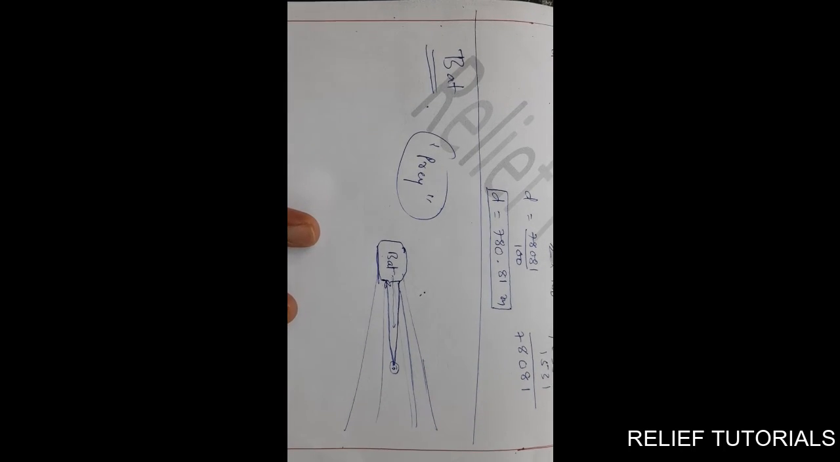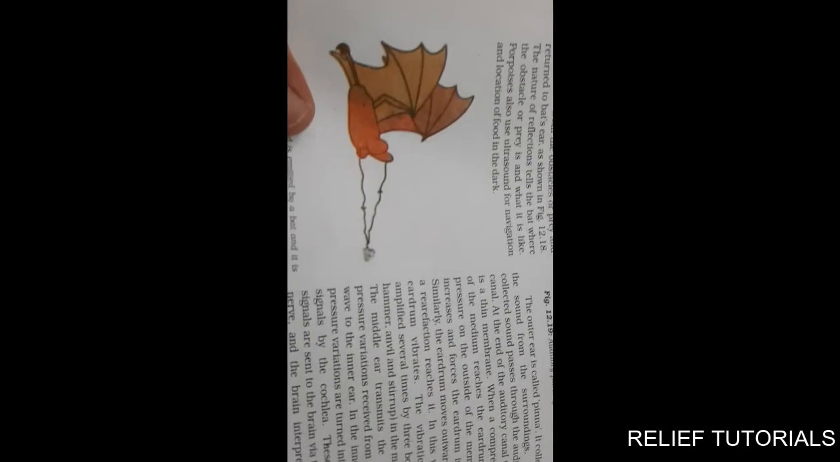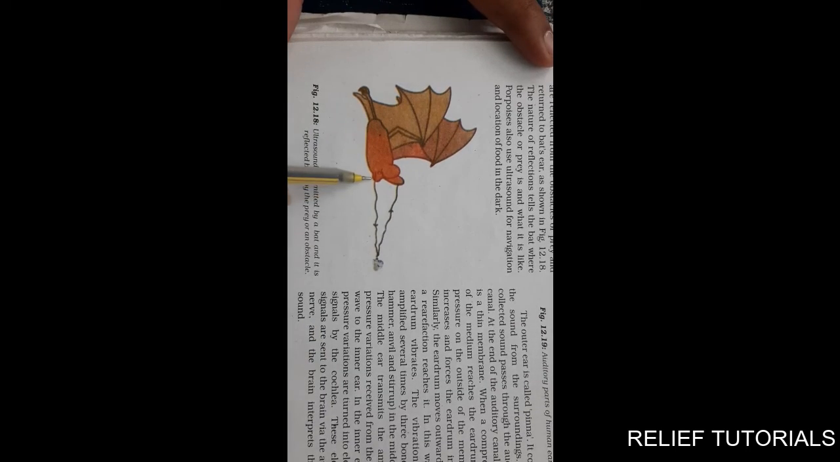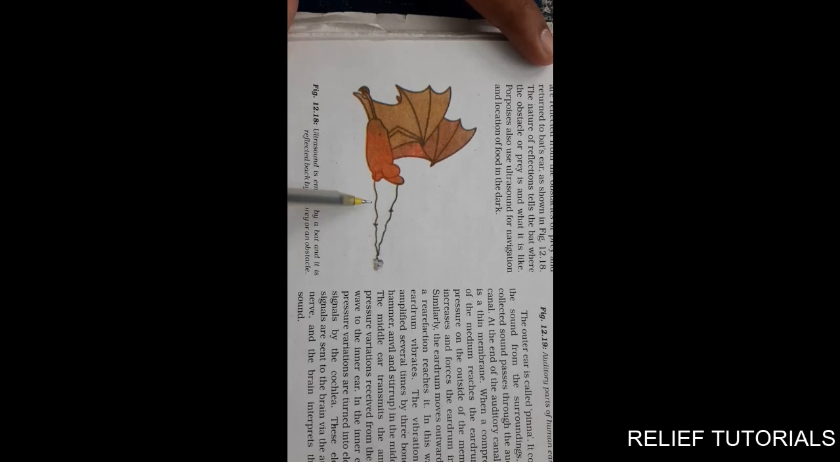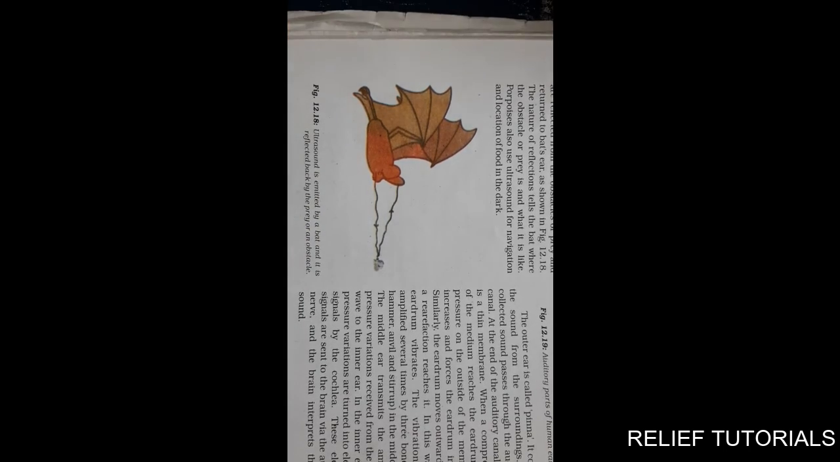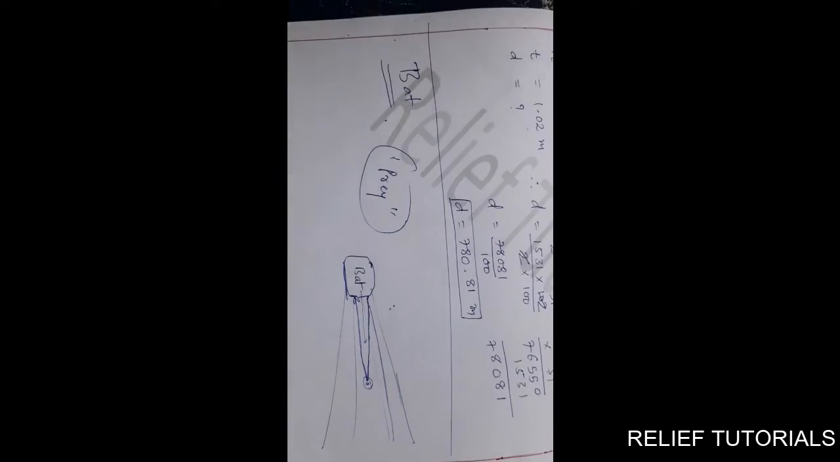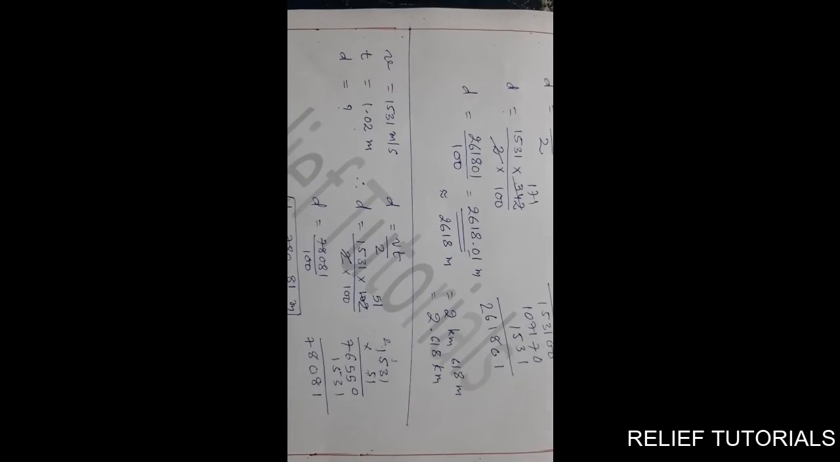In your textbook the figure is given. Look at this figure. The bat throws ultrasonic sound. This is the incident sound waves and they come back like this, and they can hear such ultrasonic sound waves and locate their prey using this system. Got it? So this is all about the sonar system.